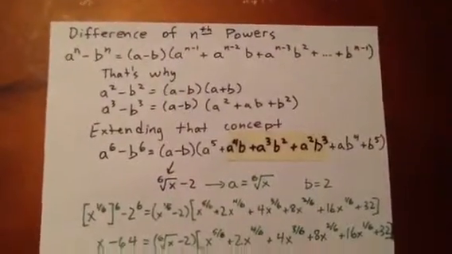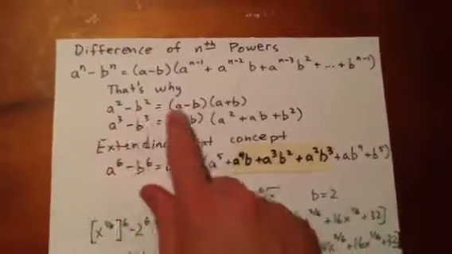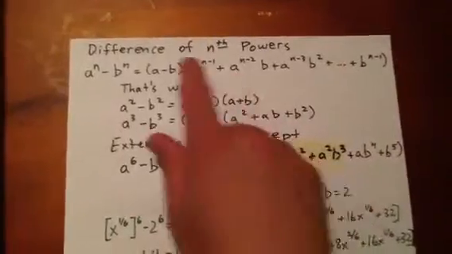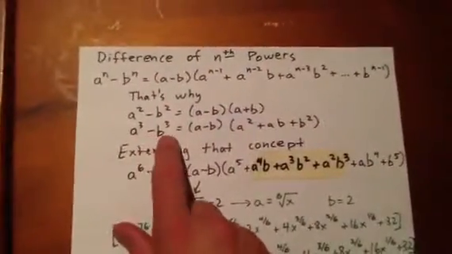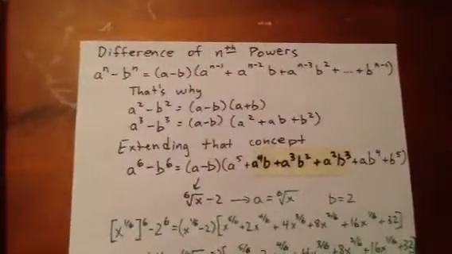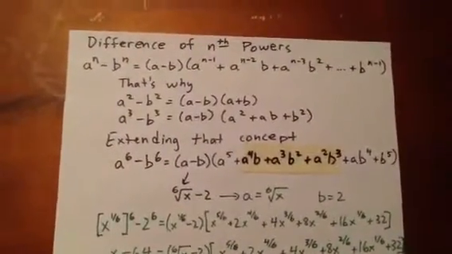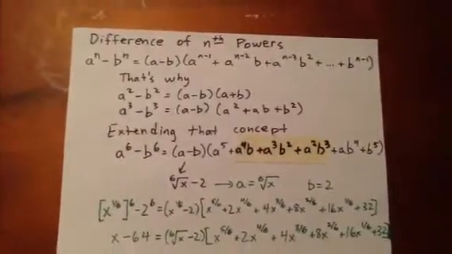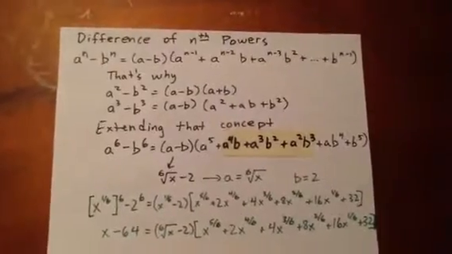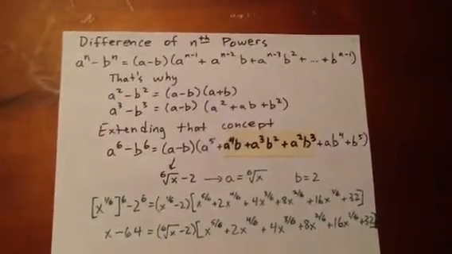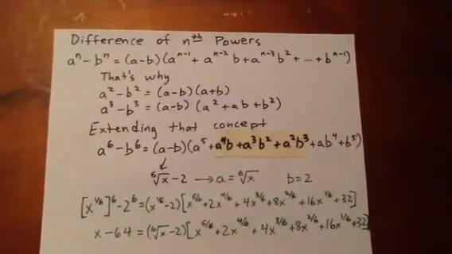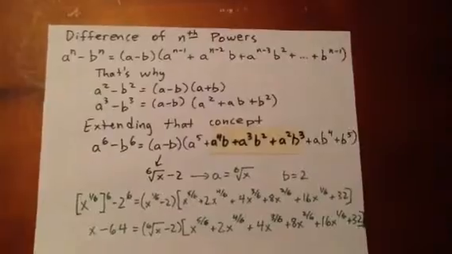on b, and you continue on that pattern until you get to the final term, which is b to the n minus 1. And that's why a squared minus b squared is equal to a minus b times a plus b. If you think about it, it's just an example of difference of nth powers. Similarly, a cubed minus b cubed is just a minus b times a squared plus a to the 1 b to the 1 plus b squared. So extending that concept out means that a to the 6 minus b to the 6 is equal to a minus b times a to the 5 plus a to the 4 b plus a cubed b squared plus a squared b cubed plus a b to the 4 plus b to the 5.